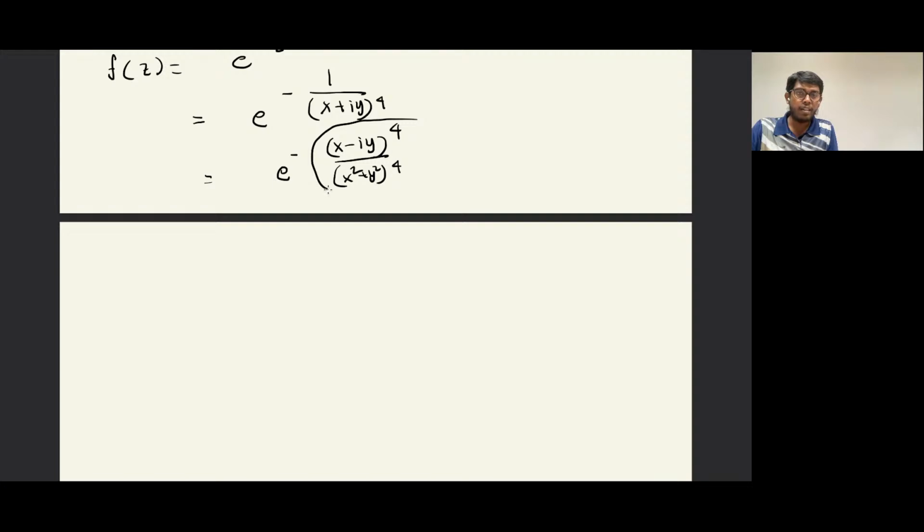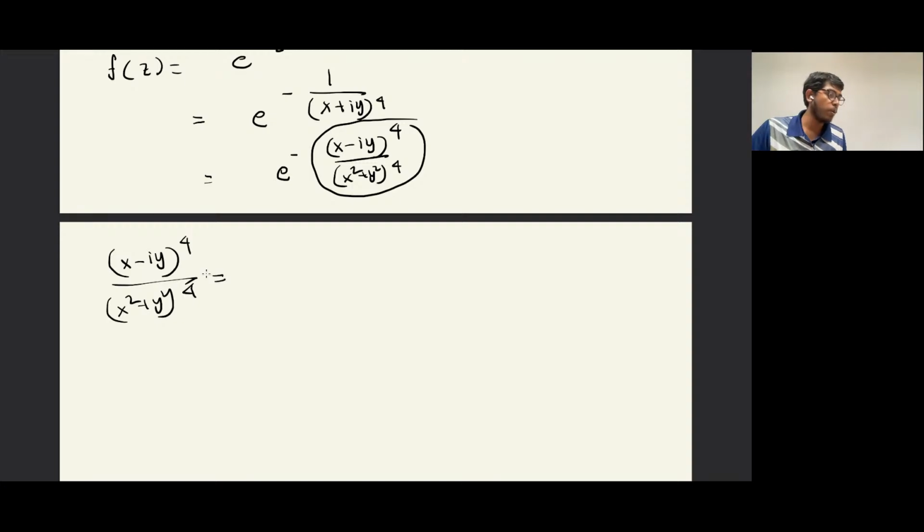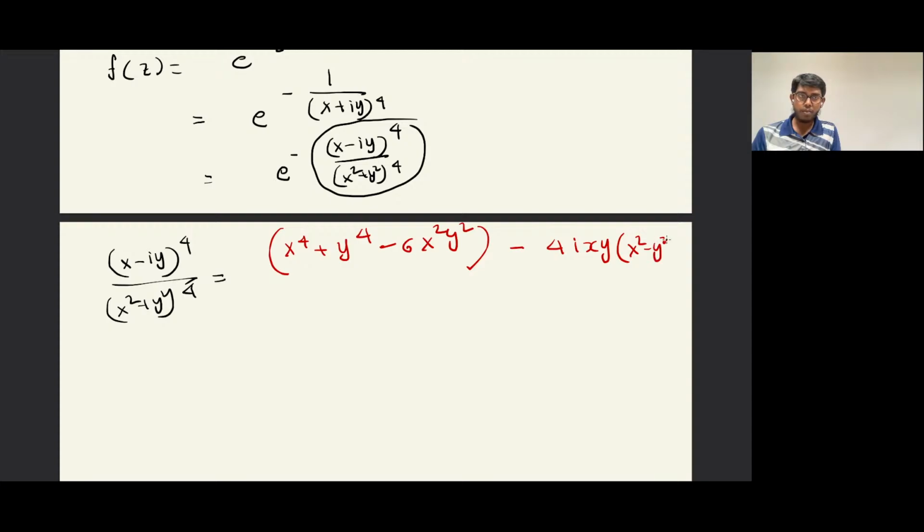Let's just expand this. It's not a difficult expansion. So if you write it down, this is x to the 4 plus y to the 4 minus 6x square y square, and then minus 4ixy times (x square minus y square), divided by (x square plus y square) to the power 4.